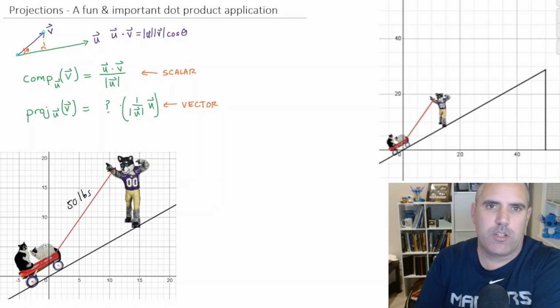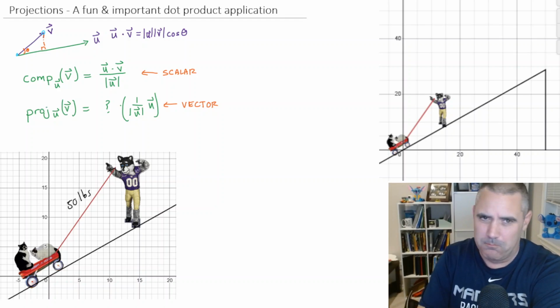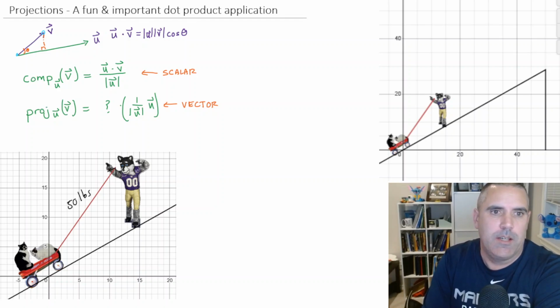Hey there, math fans. I want to talk about vector projection. It's an important application of dot products, but it's also just fun. So this is going to be more of the fun video. I'll probably follow up with a more technical one for my students here in a second.